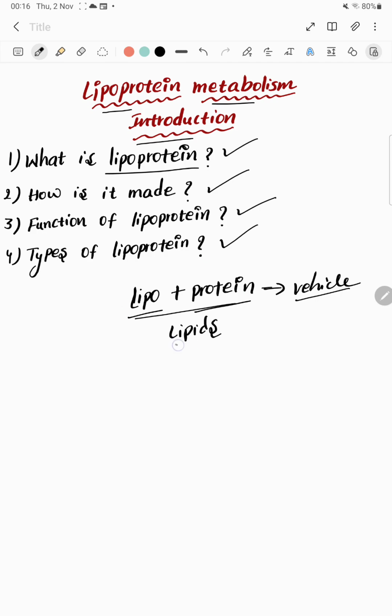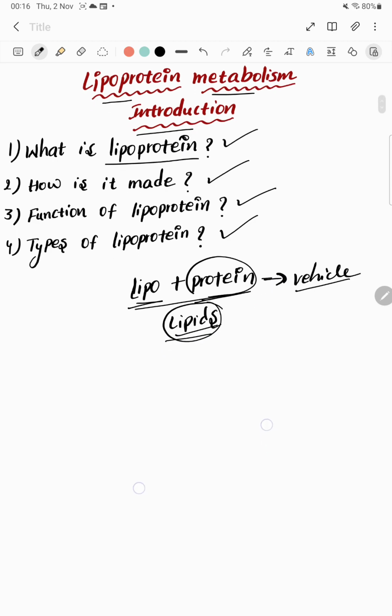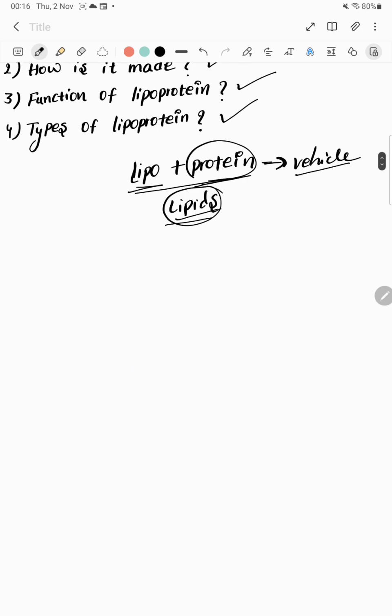If it is transporting lipids, why is the word protein also included in it? If it is transporting only lipids, why isn't it made up of only lipids? You will see that later. So lipoprotein is made up of lipids and proteins. This is a vehicle for lipids. Now see what the function of the lipoprotein is.